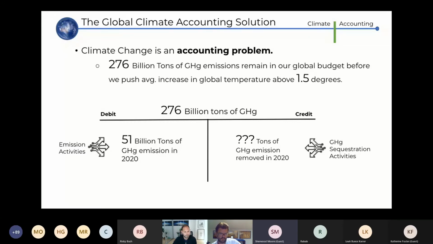Now, each side is made up of millions, or potentially billions, of climate actions across countries and companies and individuals. But this provides us with the ability to get our arms around the problem and work at it in a unified fashion. So climate accounting is an emerging field with the purpose of bringing together the tools and the stakeholders to make this global climate accounting system a reality.